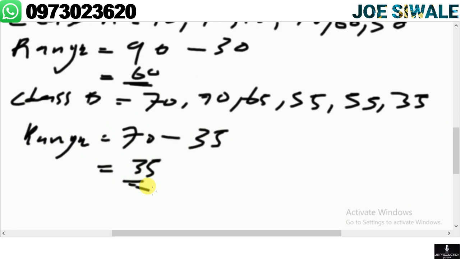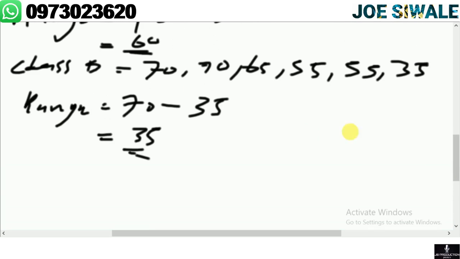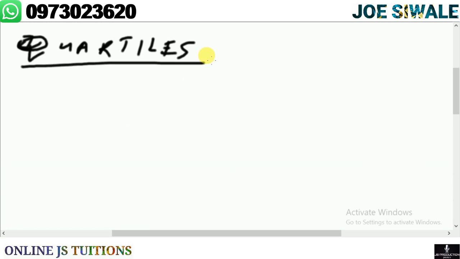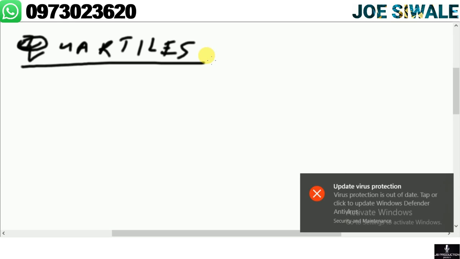Let us look at the second thing. Let us look at quartiles. So the quartiles divide the measures into 4 equal parts, and we have different kinds of quartiles. We have the lower quartile, which is represented by Q1. We have the middle quartile, which is represented by Q2, and sometimes the middle quartile is referred to as the median quartile. Then we also have the upper quartile, which is represented by Q3. So these are the types of quartiles.